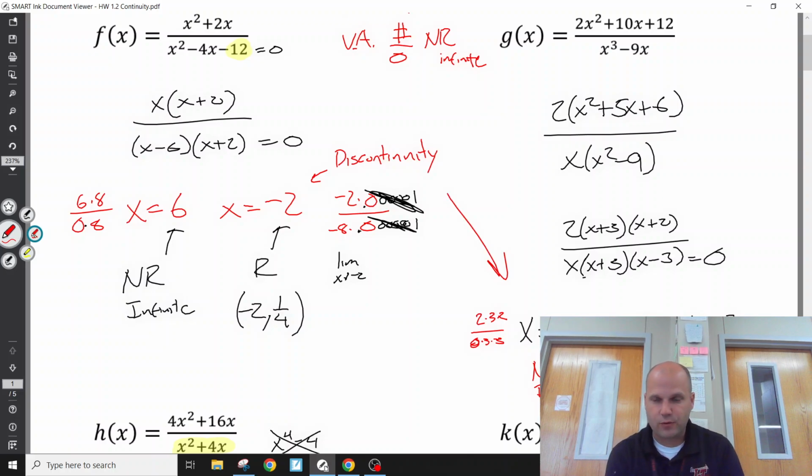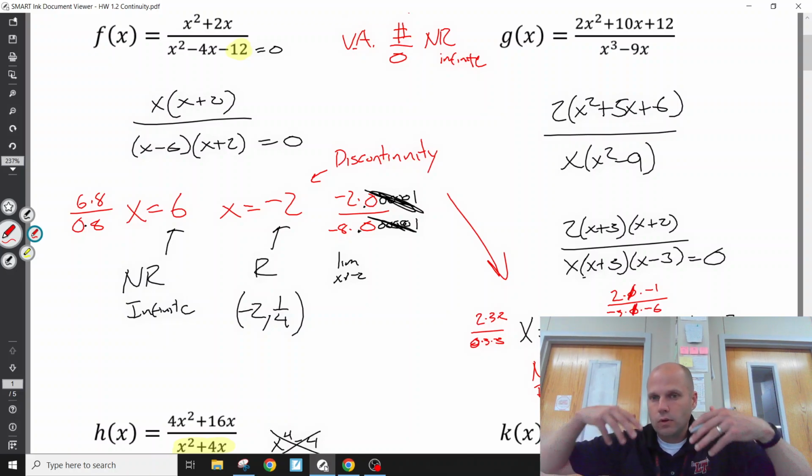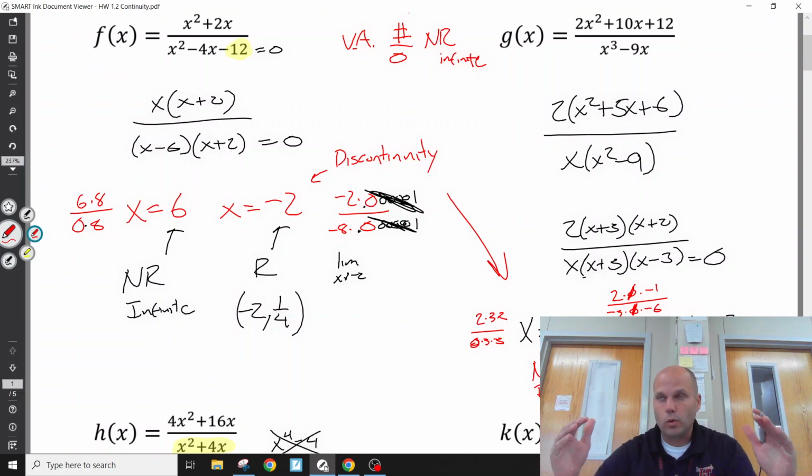X equals -3. Okay, so I got 2 times 0 times -1 over -3 times 0 times -6. Okay, the zeros do cancel, which means they're removed. This is the idea of like, we have a hole, we are going to be able to approach it, we'll have a location, but we won't have a function value because we can't divide by 0. I get -2 over positive 18, so that's 1/9.